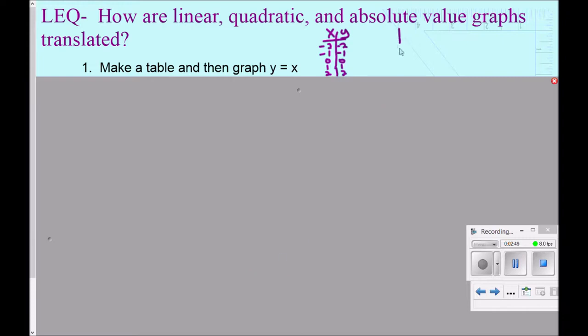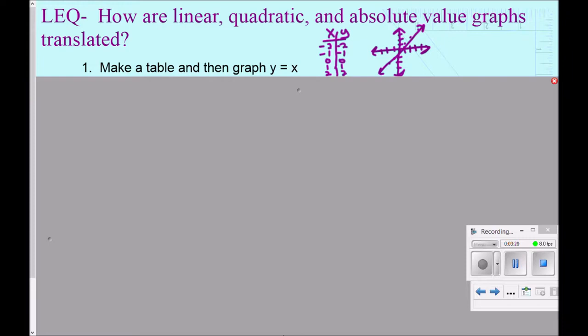So if I were to plot those points on a coordinate plane, I would just have 1, 1, 2, 2, 3, 3, and so forth, -1, -1, -2, -2, 0, 0. So if I connect those, I get the line y equals x.